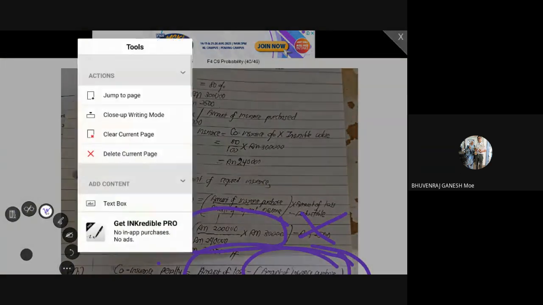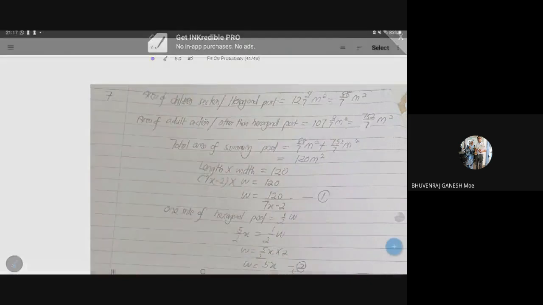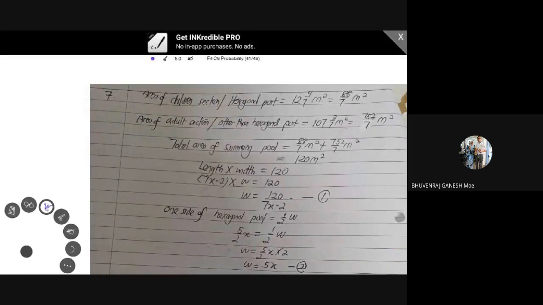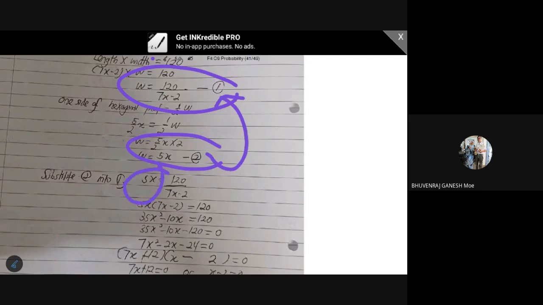This one. This is the simultaneous method I was mentioning. Okay, you can form two equations over here. Yang ni saya dah tunjuk kat kamu. This one also I show. So you see, saya gantikan 2 dalam 1. So this is why 5x datang kat sini.